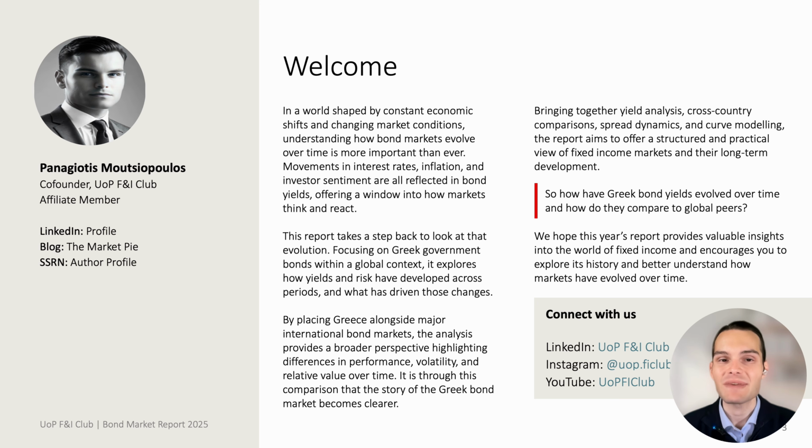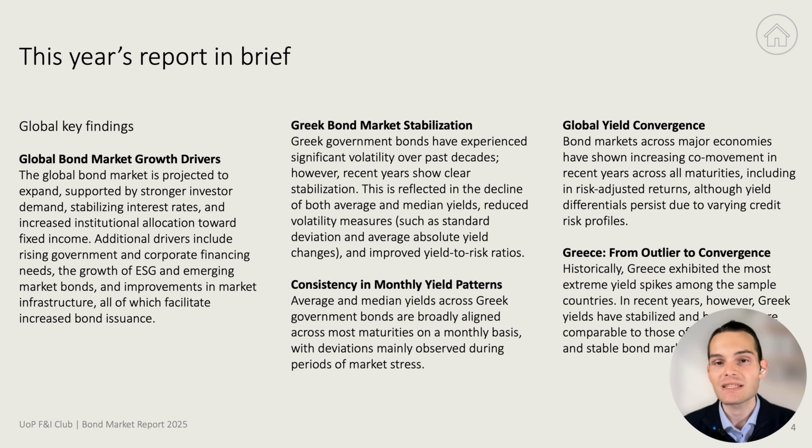Bond markets have become increasingly important for understanding inflation, interest rates, economic expectations, and sovereign risk. This report focuses on Greek government bonds and examines how the market evolved from one of the most volatile sovereign debt environments in Europe into a significantly more stable fixed income market. The report reveals several important findings regarding the evolution of the Greek sovereign bond market. One of the most significant observations is a structural transformation of the market over the past 2 decades.